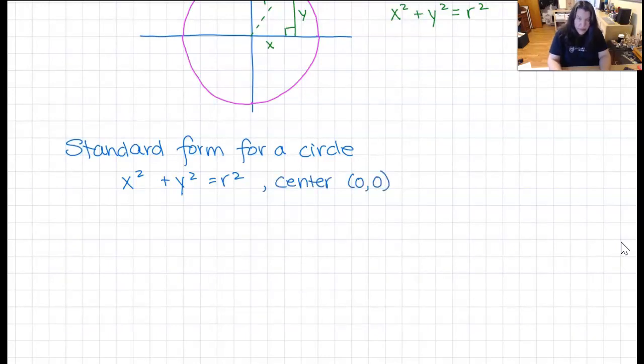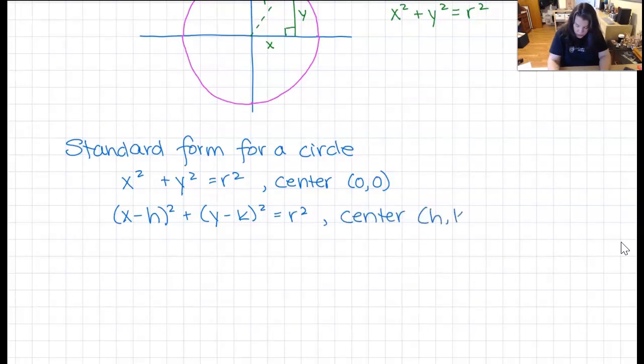But if I were to put the center somewhere else, so if I take it and shift it horizontally by h units and vertically by k units, then we get x minus h squared plus y minus k squared equals r squared. And now the center is moved to (h, k).